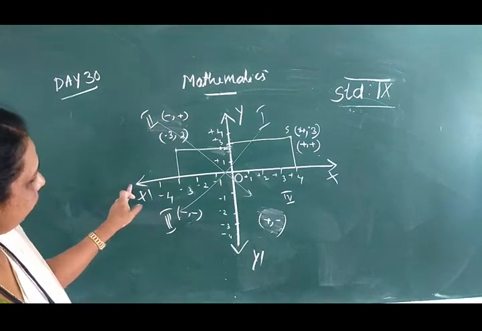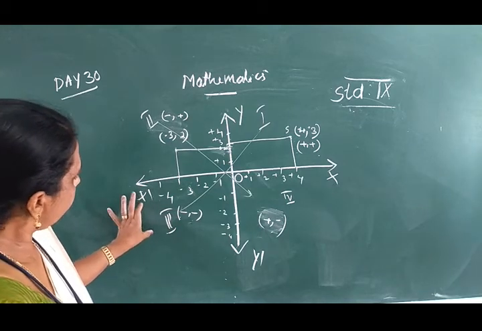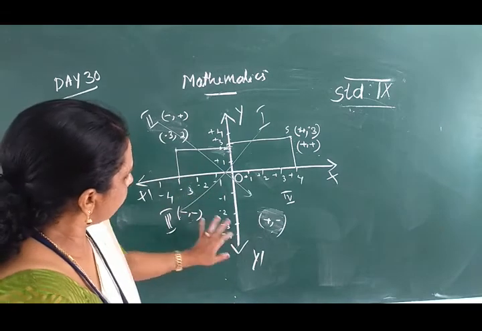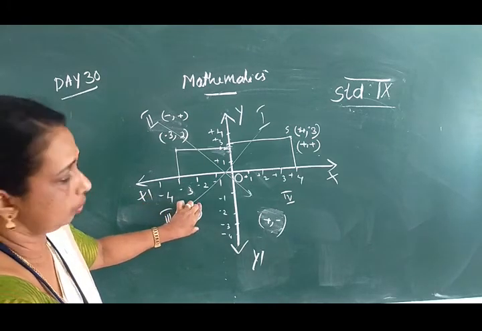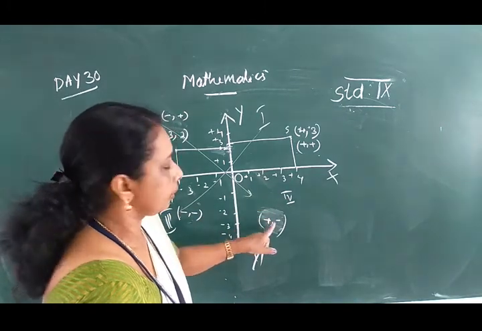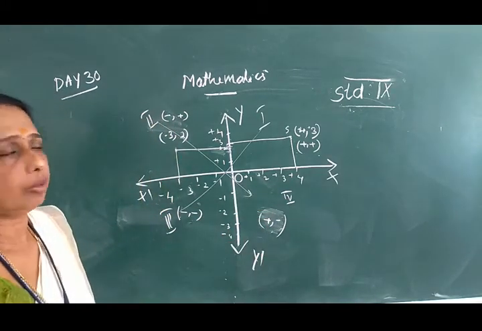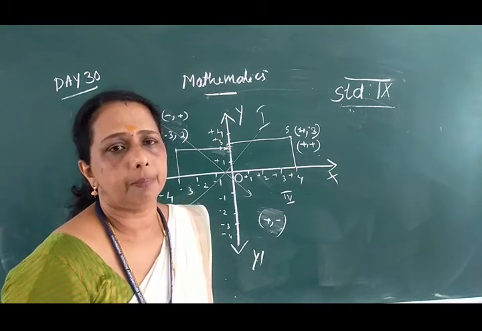In third quadrant, both the axes are negative. So, the third quadrant is formed by the two negative axes. Therefore, here x coordinate negative and y coordinate negative. And the fourth quadrant, x coordinate positive and y coordinate negative. This way we can put the sign of a point in the Cartesian plane.